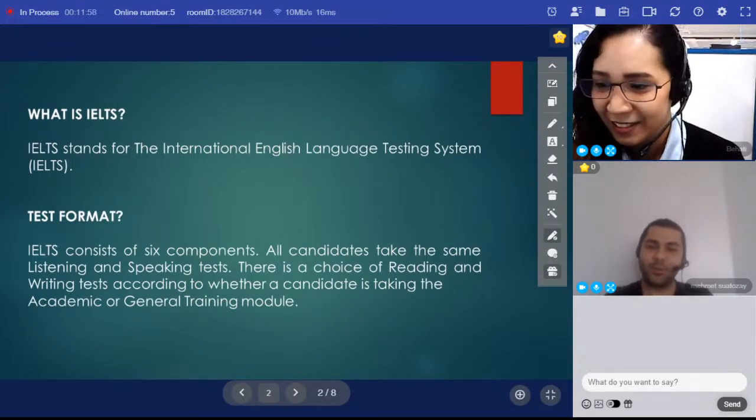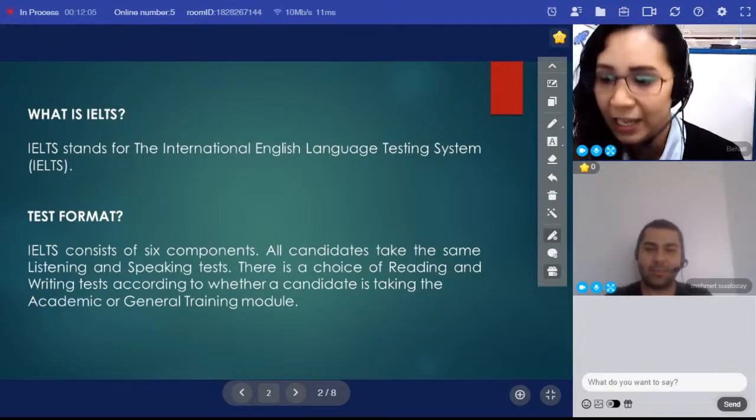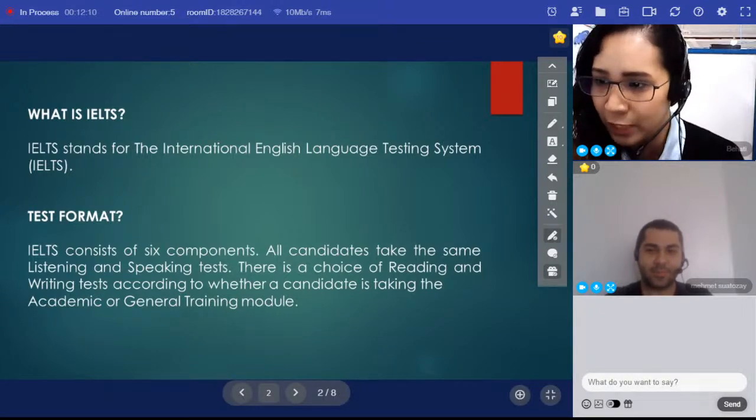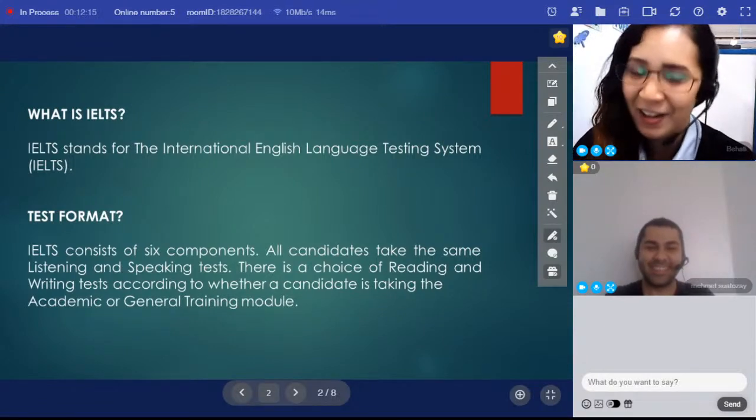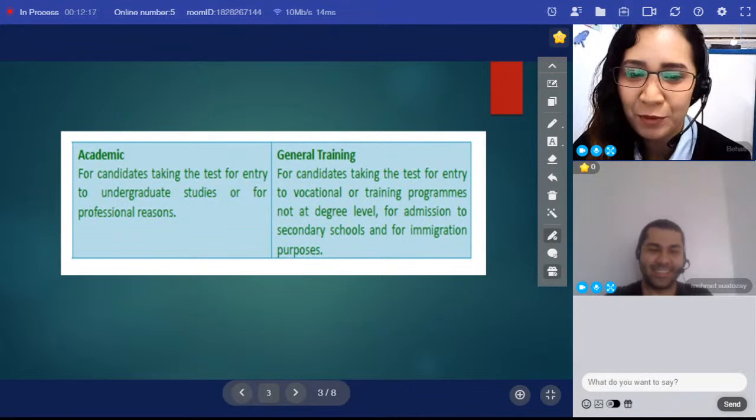Okay, but both modules also have reading and writing exams, right? Yes. Each module will have the 4 exams. You have no escape. You have to take the 4. Okay, now we move on.